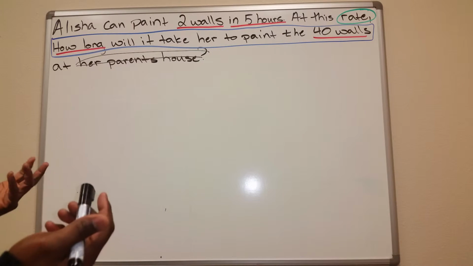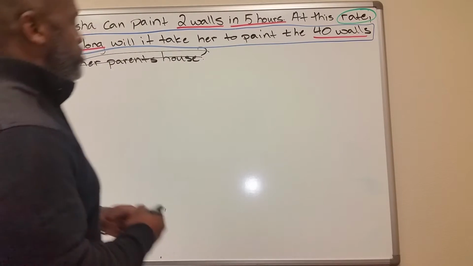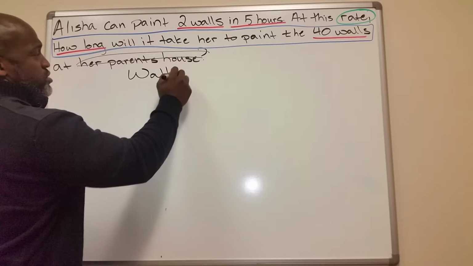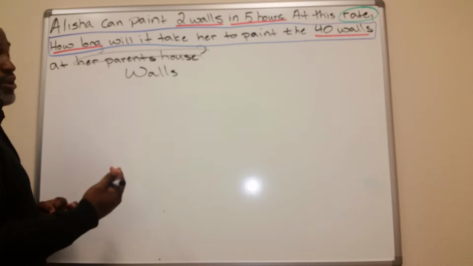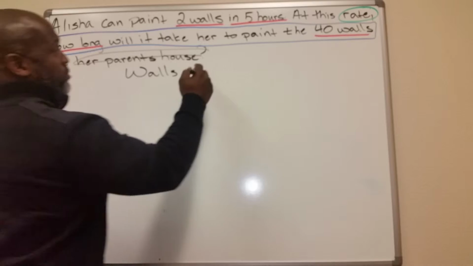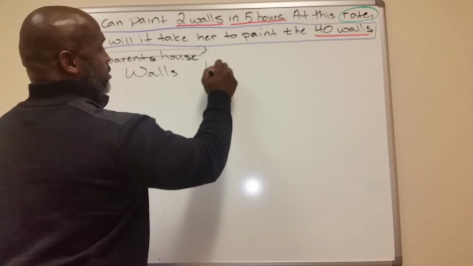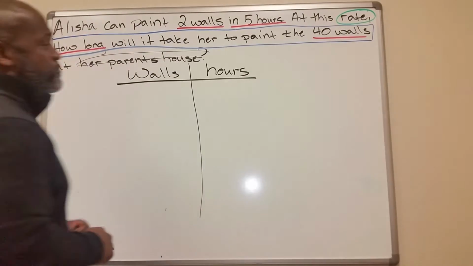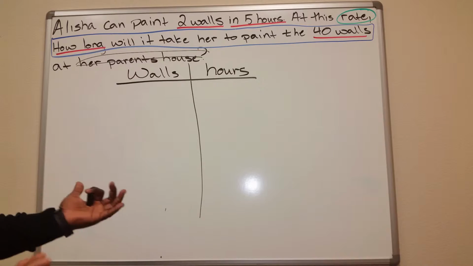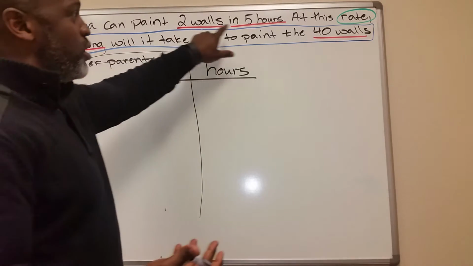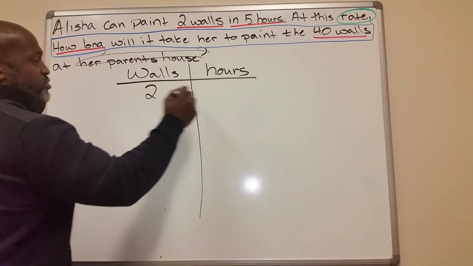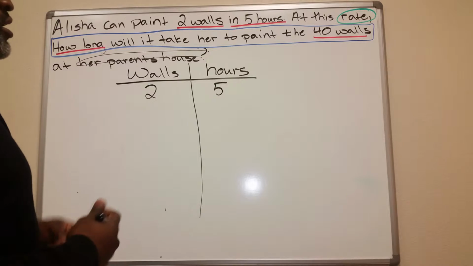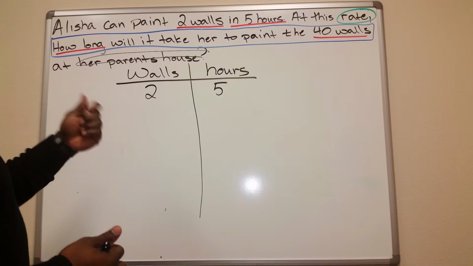So to create a table, the things that we're comparing are walls to hours. So if I create my table, I'm going to put walls in the independent side. Hopefully that's a term that we've used before. And my dependent variable is our hours. I'm going to make this table. And so then our rate. The rate that we're given is that she can do 2 walls in 5 hours. So 2 walls in 5 hours.